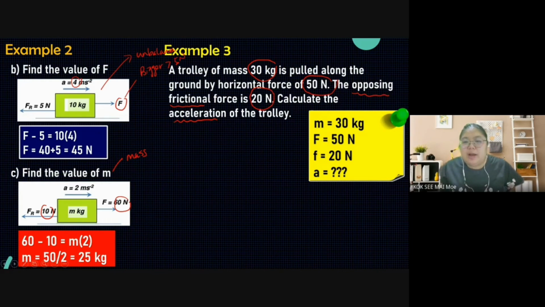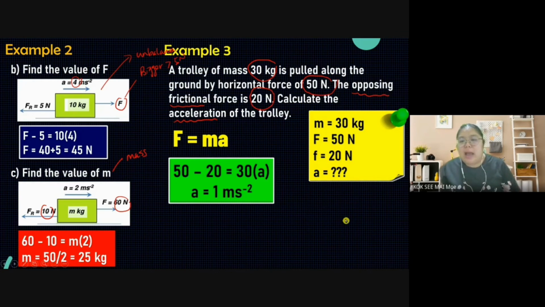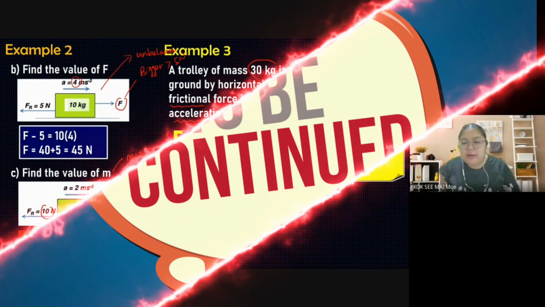So we got the info: mass, force, friction, then A. So we just write the calculation, F equals MA. But the problem here is I have 2 forces. I have the force, I have the friction. So 50 must minus 20. Okay, 50 minus 20. After that, the mass is 30. So after that, I find 1 m/s^2. Important, the unit. Must write the unit.